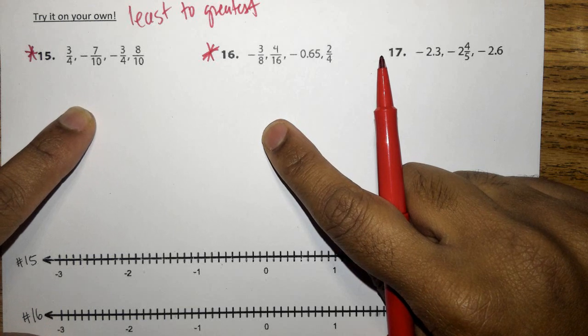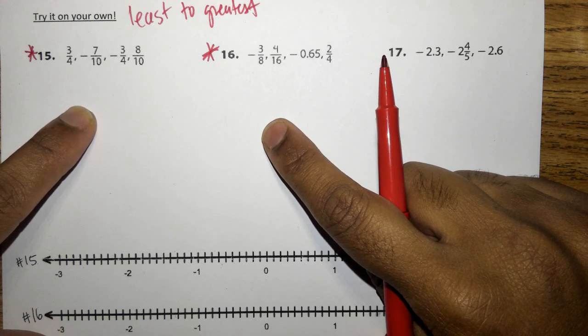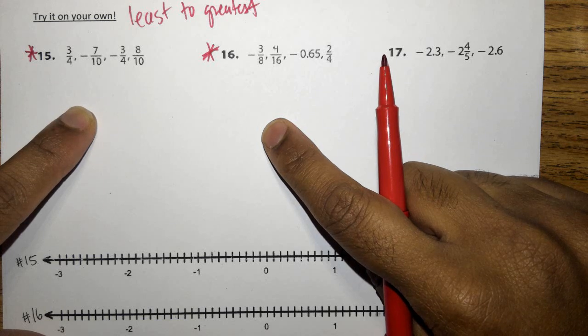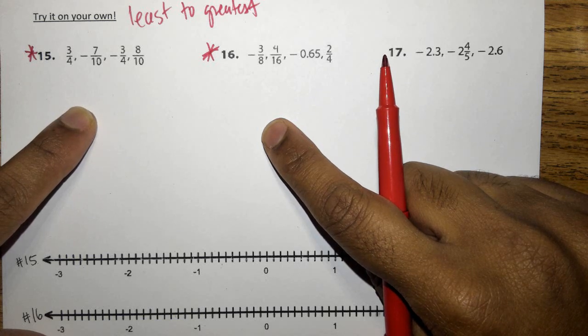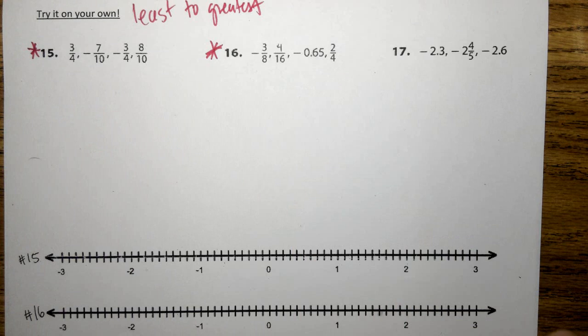Do the exact steps you see at the top. Step 1, write the fractions as equivalent decimals. Step 2, plot the points on the number line. Step 3, read the numbers in the correct order. Take about 5 to 10 minutes. Your teacher will time it. Pause the video.